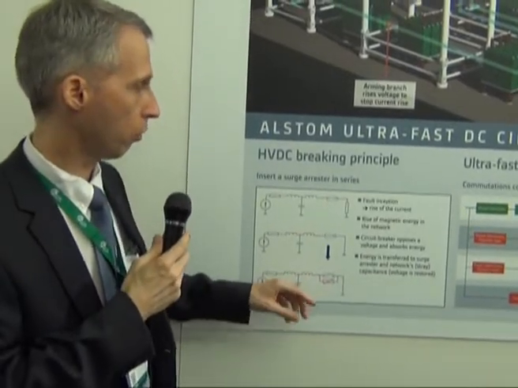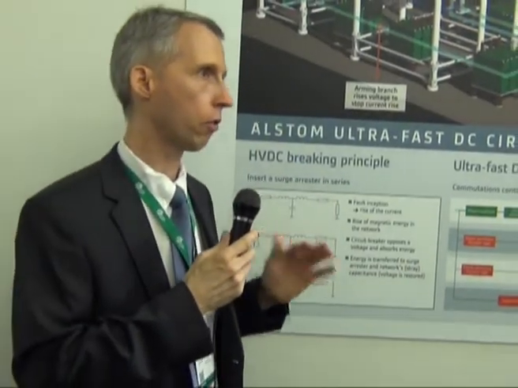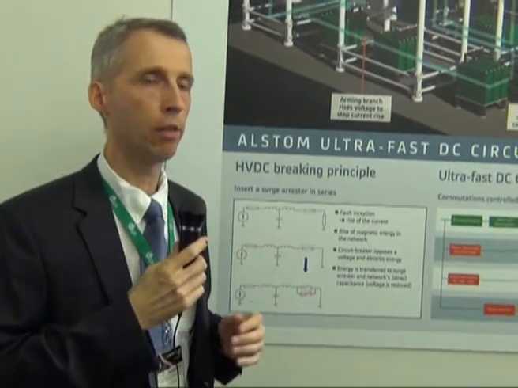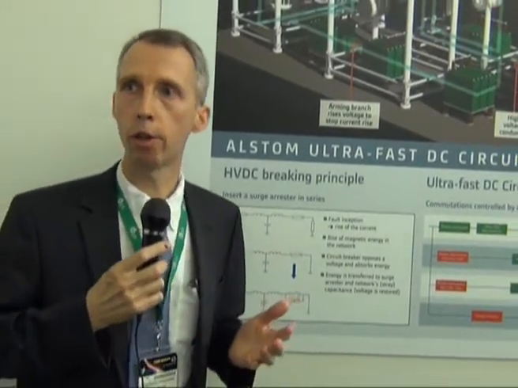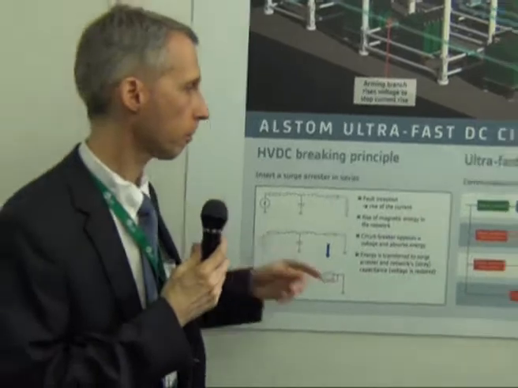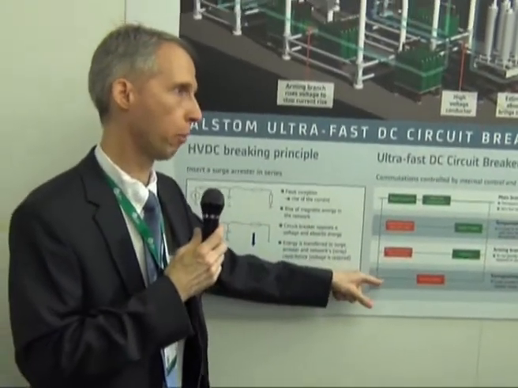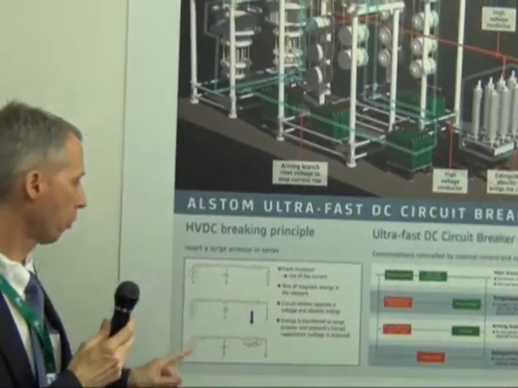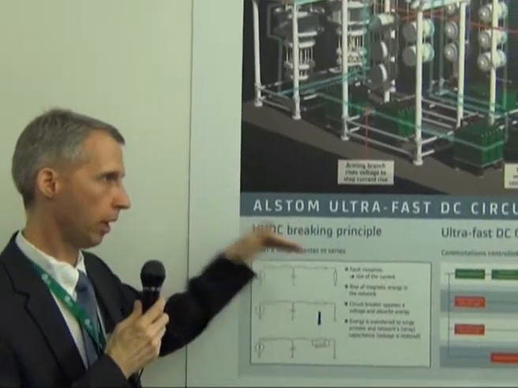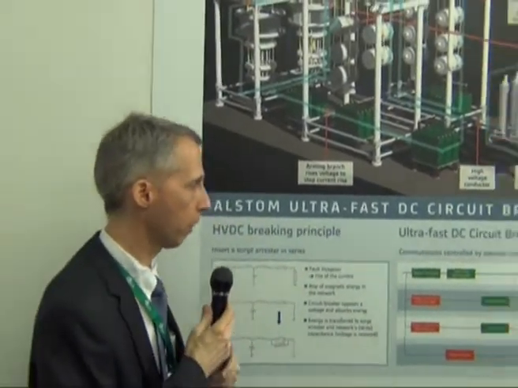This function to absorb energy is something that is not a function in an AC grid. There in an AC grid, it's the source that does that. Here it is the breaker that has to perform that, because as we said earlier, the sources only pour energy in one direction. They never pull it back.